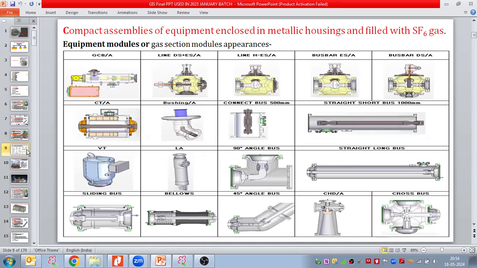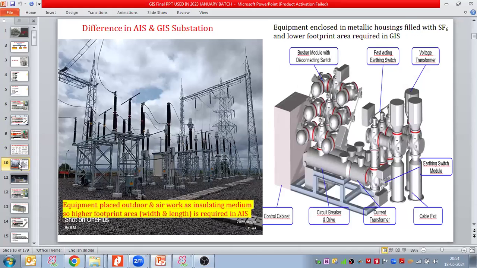Let us do a comparison between AIS and GIS, how they look, how they appear. I have taken a site photo of the AIS and then I am comparing it with the GIS.